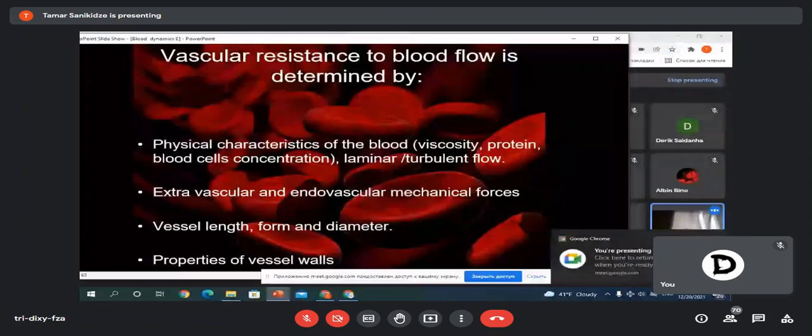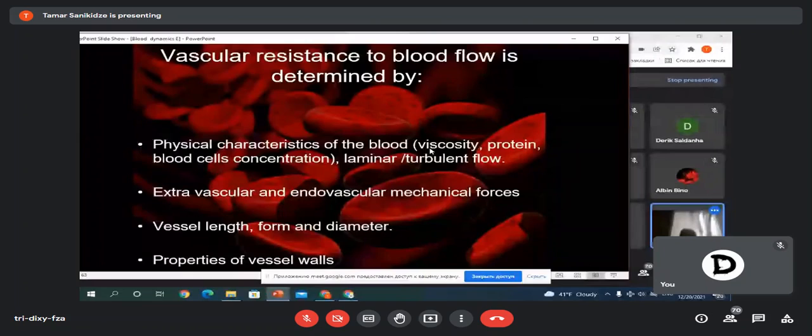So there are physical characteristics of the blood: the viscosity of the blood, protein content in the blood plasma, blood cell concentration in the blood, also type of the blood flow, laminar or turbulent. There are also extravascular and endovascular mechanical forces. There are vessel form, length, and diameter, and the properties of the vessel wall. We will discuss now the first. What about the blood viscosity?